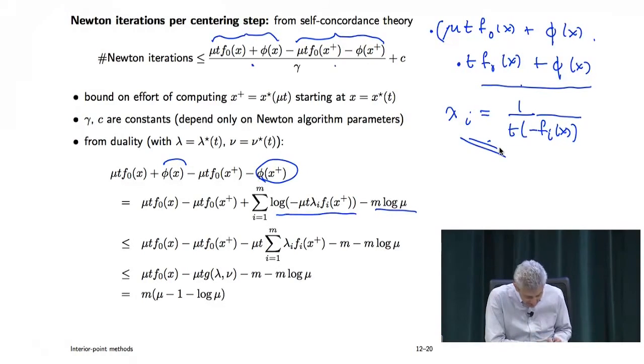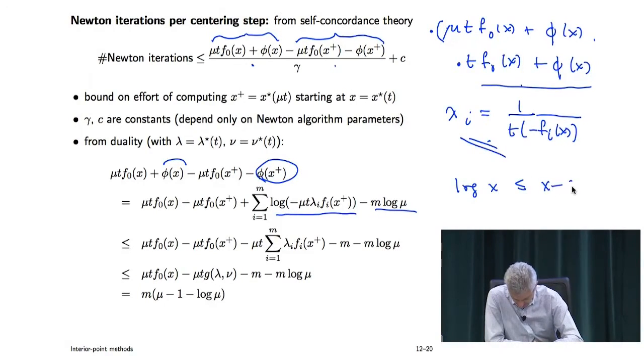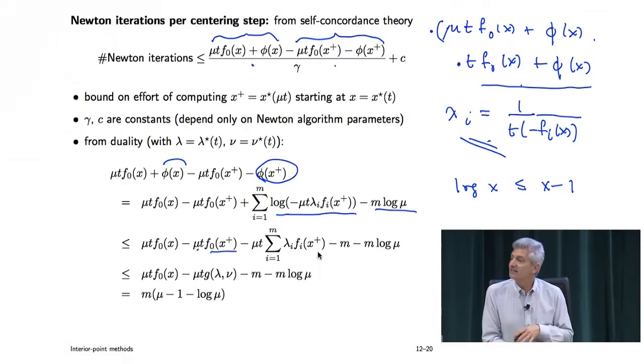Okay, so in the next step, you simply use the fact that log x is less than or equal to x minus 1. So we do this here. This is log that. We write that out here. And now a pattern starts emerging. You see mu t f0 of x plus, minus mu t times sum lambda_i fi of x plus. And you say, oh, hey, that is the Lagrangian evaluated at x plus, right?